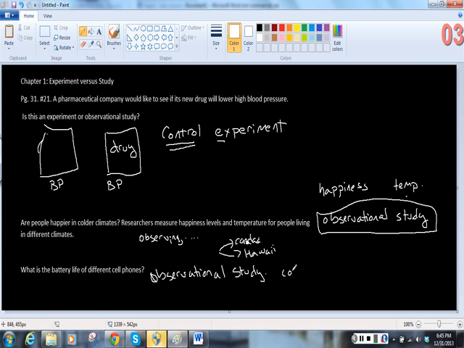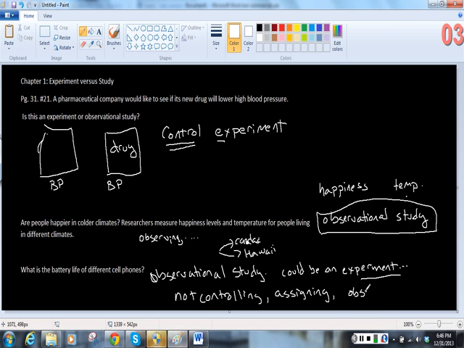This one could have been an experiment. A way you could do this as an experiment would be to measure the battery life, then put the batteries in a different temperature, put them in the refrigerator, and then see what the battery life was. It could have been an experiment, but she wasn't controlling anything. She didn't assign cell phones to go to different places. There's no control, no assigning anything. She's just watching to see what there is. So it became an observational study.